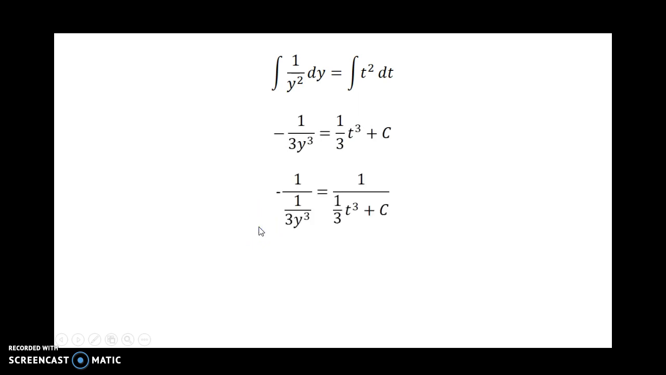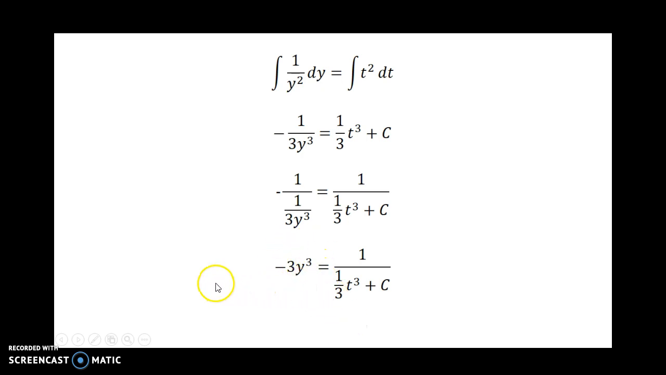Let's see here. There we go. Okay, so here I will just end up with negative 3y cubed. So that's the reciprocal of 1 over 3y cubed. Maybe I'm doing too much notation here, but basically taking the reciprocal of this side I have to do, because I can't just put everything on this side under 1. I can't just do 1 over 1/3 t cubed plus 1 over c. It's 1 over all of this stuff, right? Because I'm doing 1 over this side and then 1 over this side.